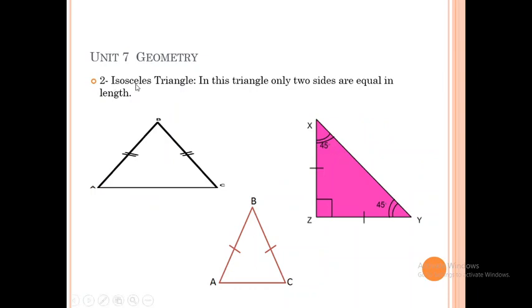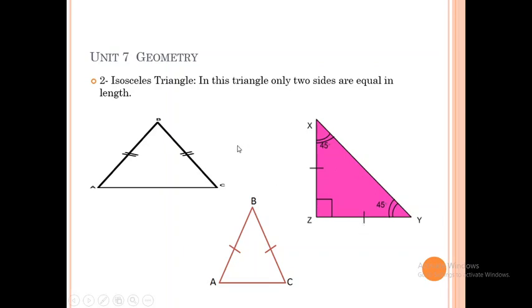Now the second one, isosceles triangle. You will feel the spelling is a little bit difficult, so you have to learn it. What is the meaning of isosceles triangle? It is a triangle in which two sides out of these three are similar in length. This side is similar to this side. Their lengths are the same, not the third one. The third one is different. Here you can see the length of this side is similar to the length of this side.